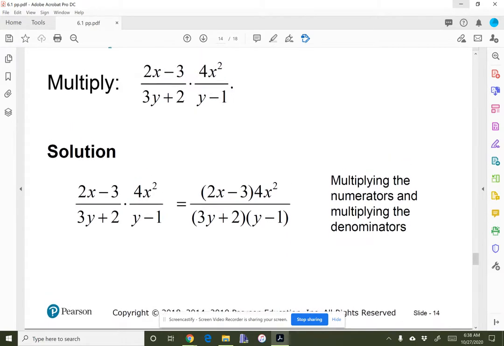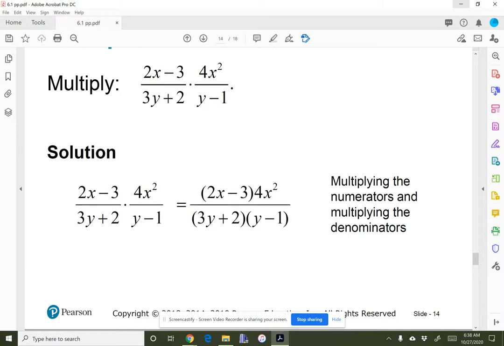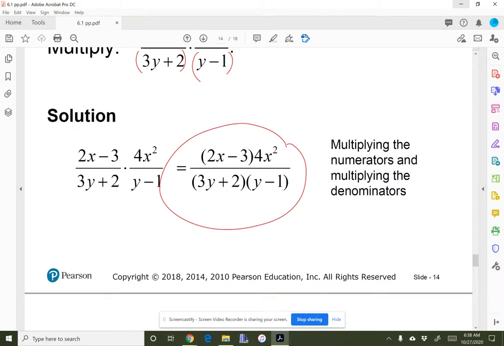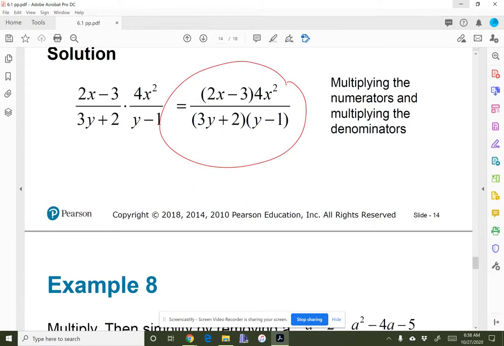Multiply. I've walked through this one for you. I personally will never make you FOIL stuff back out. I would rather you leave the answer like this. Just understand that you're going to keep things together, put them in parentheses, and then when you multiply them, you're just writing them side by side. This one doesn't have anything that cancels, so I would leave it just like that.